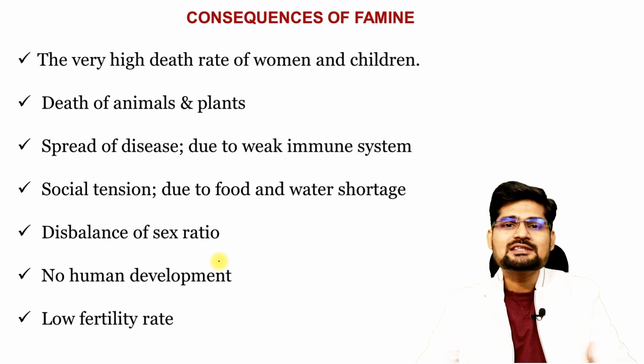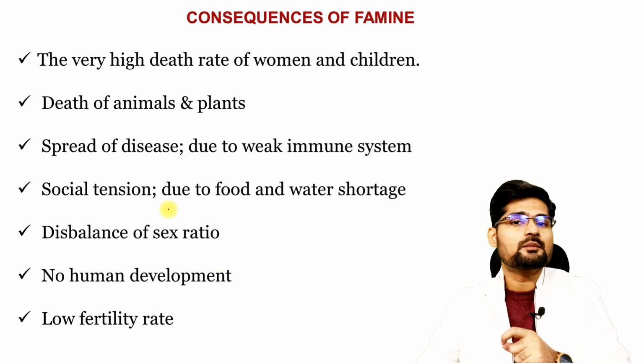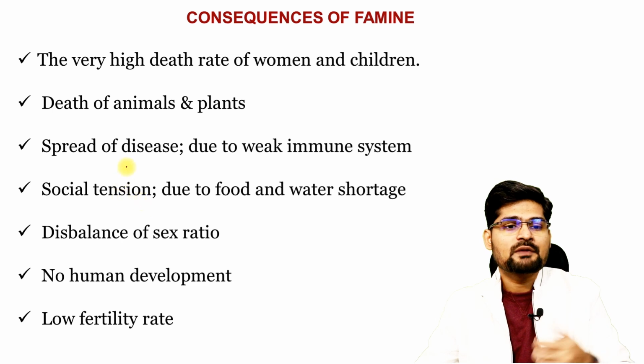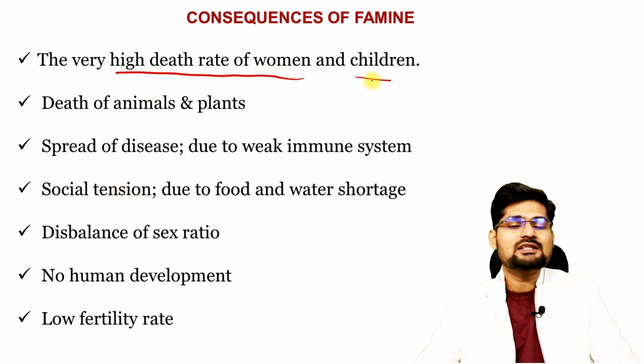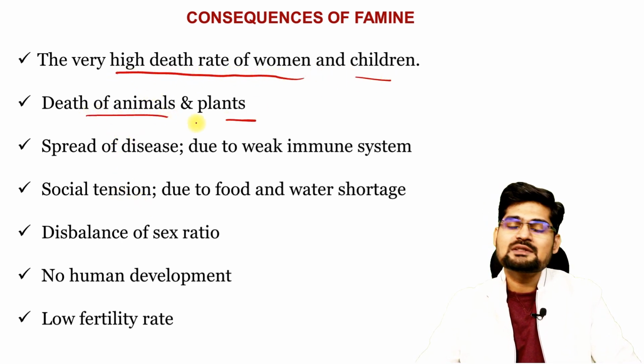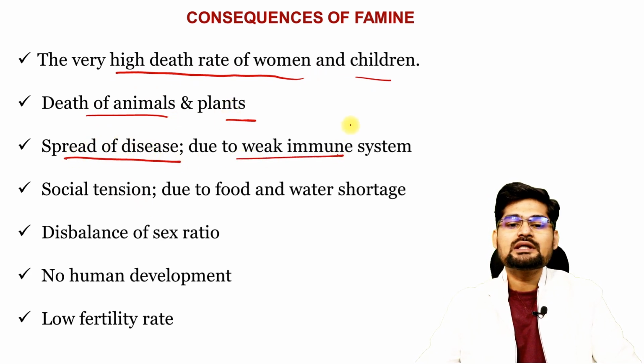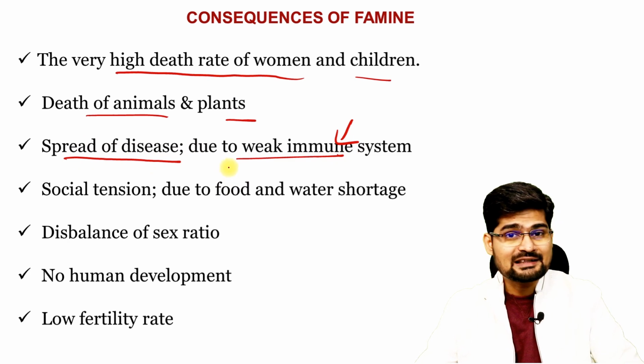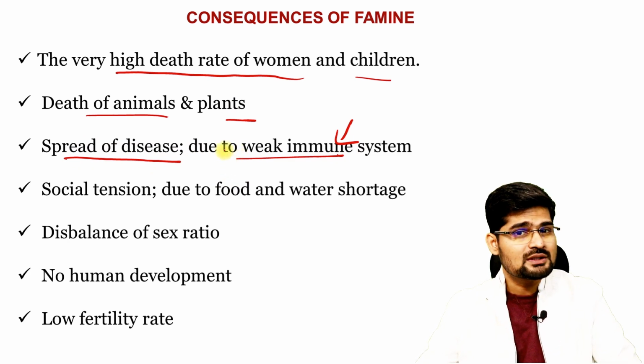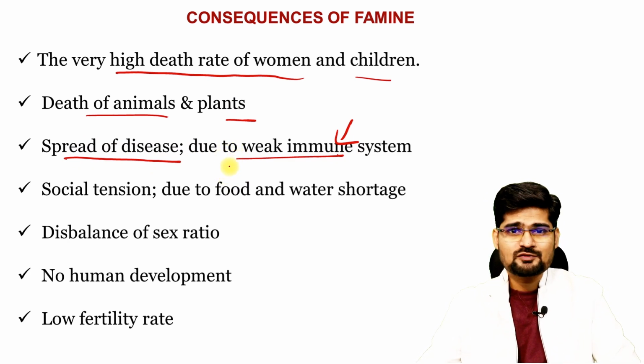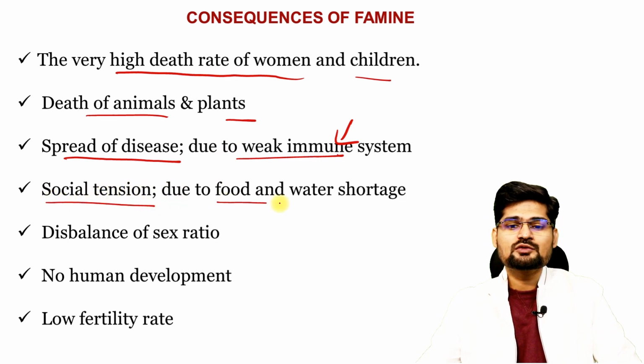Now, what are the consequences of famine? If you observe famine, the consequences are very clear. What are these? High death of women and children. Then death of animals and plants, that is flora and fauna also. Then spread of disease due to weak immune system. Currently we are facing it during pandemic. We have seen across the world the global pattern of immune system if you observe. Then social tensions due to food and water shortage.